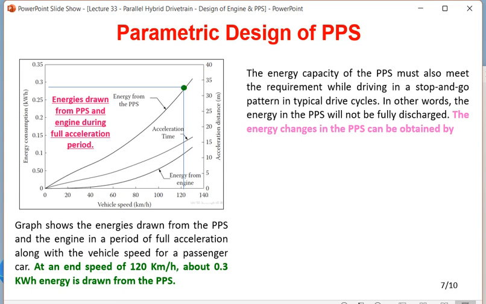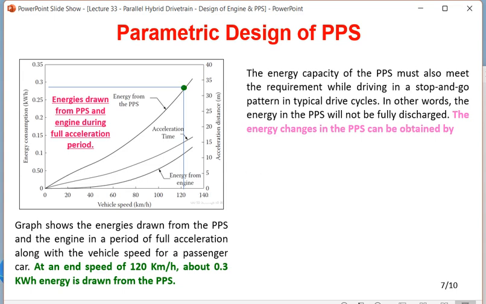So at every possible chance, the primary source, or engine, has to think of filling up the discharged PPS percentage. While doing all this, supplying the bumper power and all, the PPS gets discharged, and we are supposed to fulfill that as soon as there is a possibility. That means the engine source has to charge it back to 100%.